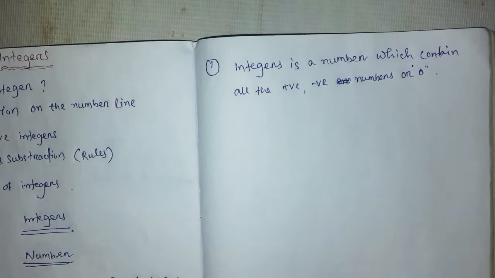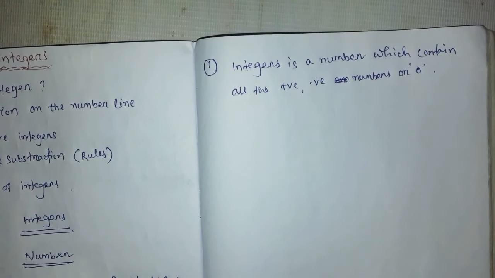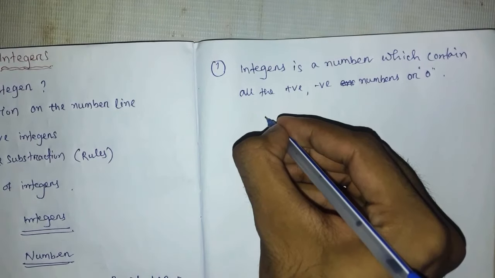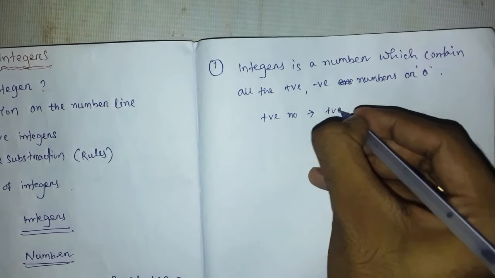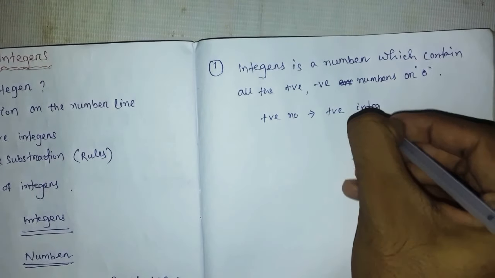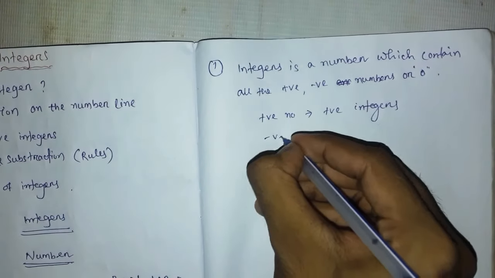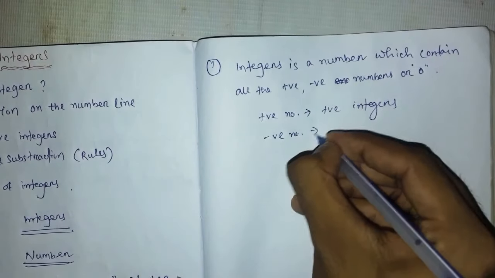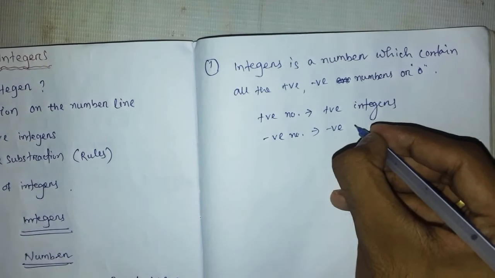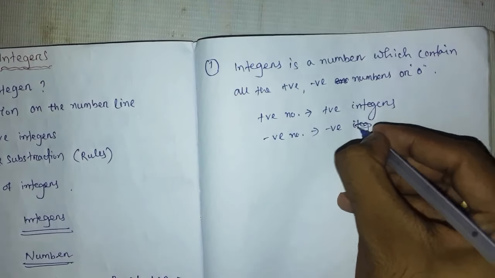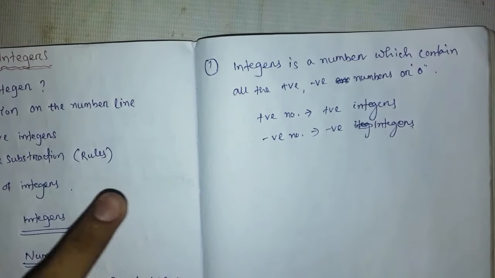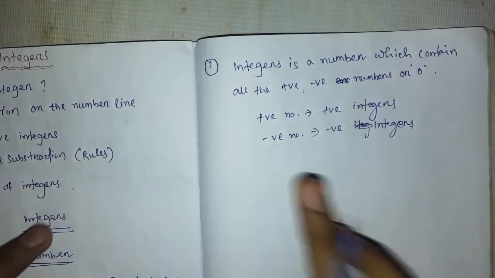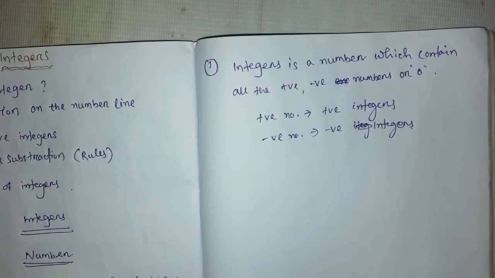And also we can say this is all the positive numbers and negative numbers. To all the positive numbers we can say the positive integers, and to all the negative numbers we can say the negative integers. All right. To all the positive numbers we can say the positive integers. To all the negative numbers we can say the negative integers.